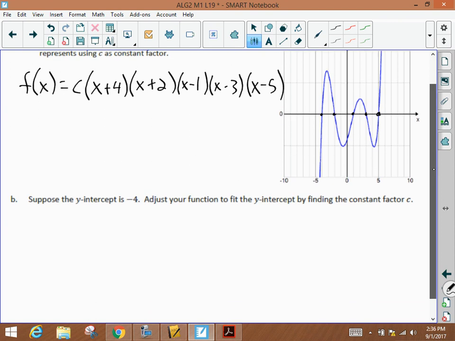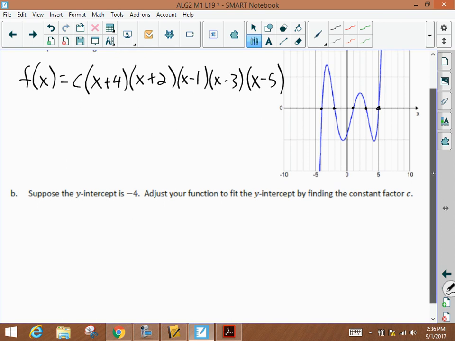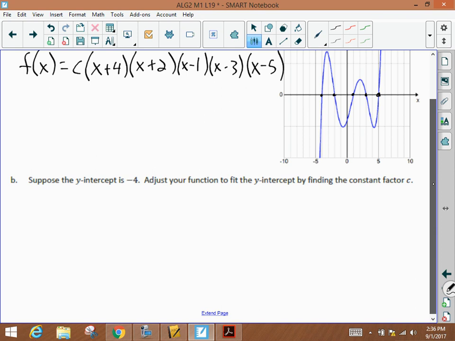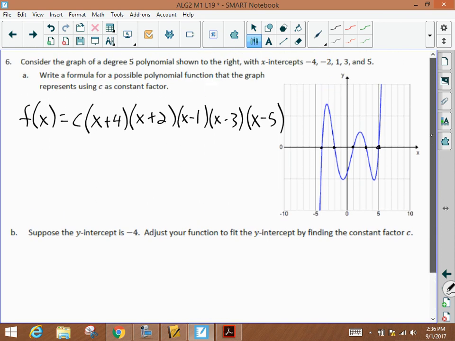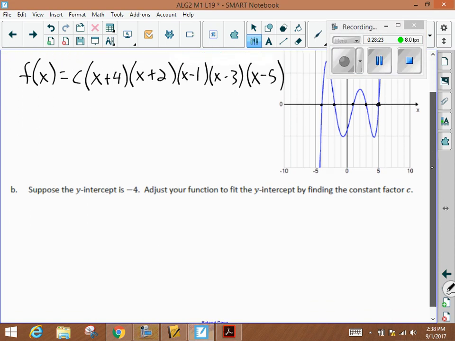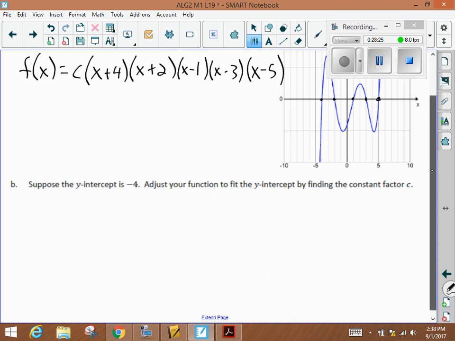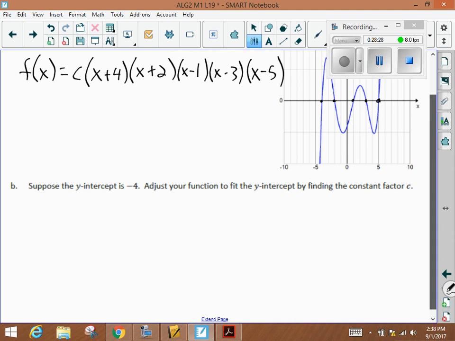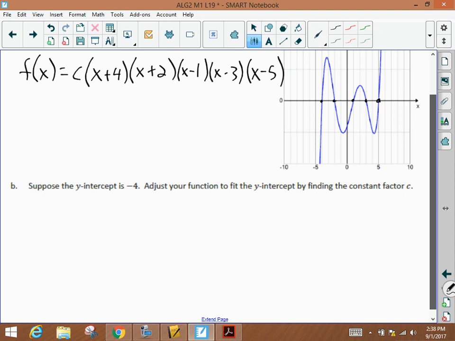All right. What if our y-intercept is 4? Can we adjust our function to fit the y-intercept by finding the constant factor c? How would we go about doing such a thing? Alright, so let's answer this. What does it mean that the y-intercept is 4? Well, what are the coordinates of our y-intercept at that point? If our y-intercept is 4, then we would have the coordinates 0, 4, right?